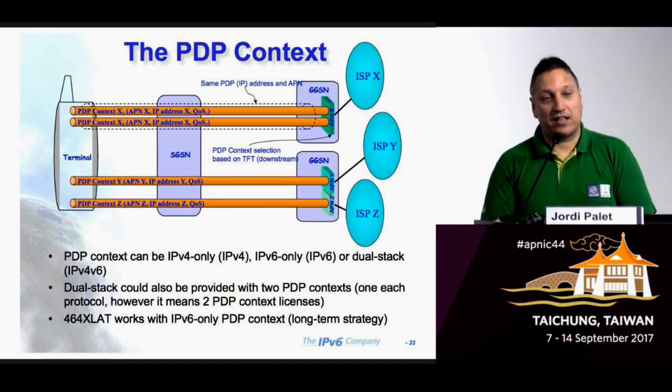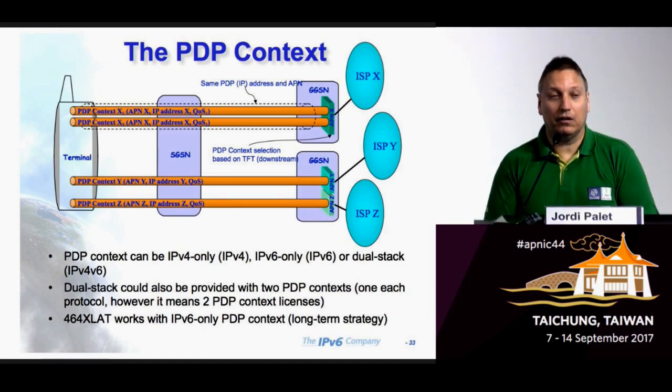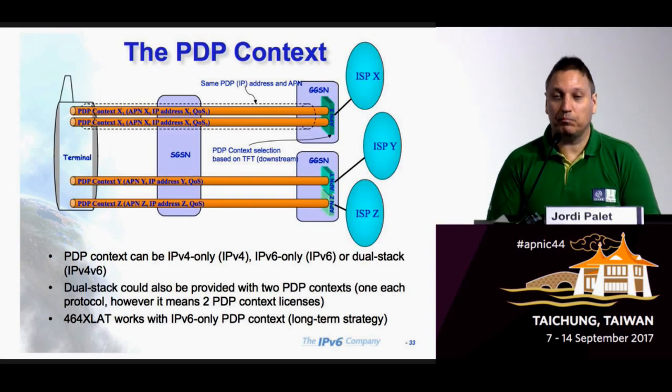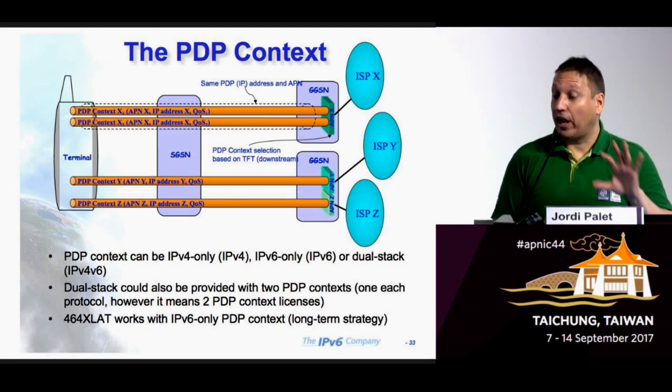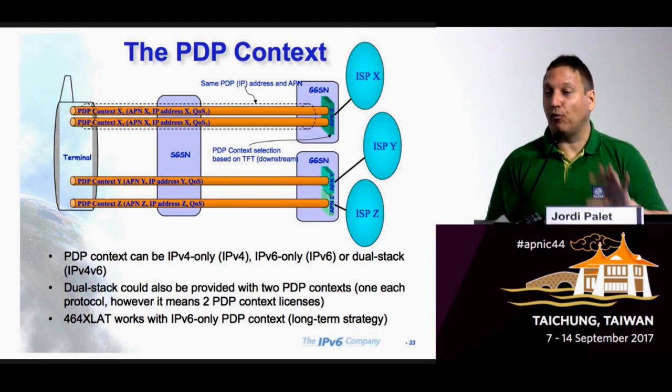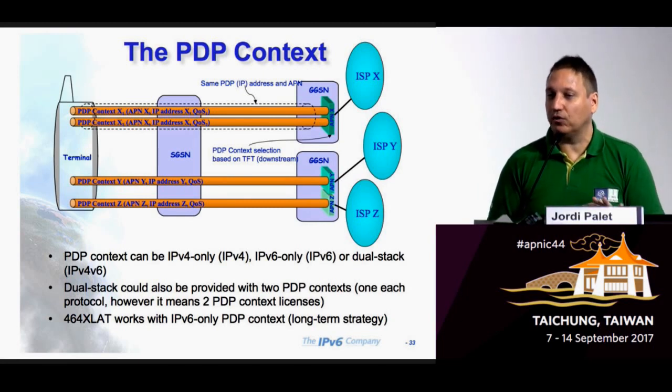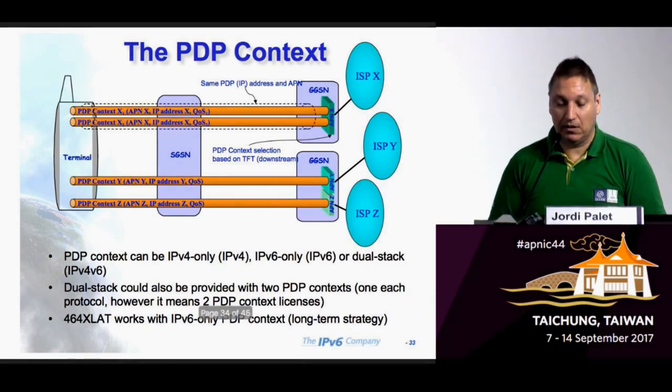464xLAT has the advantage that it's working with IPv6 only PDP context, because we already said that our end goal is to have an IPv6 only network. So again, this is one more advantage for 464xLAT. You don't need to support dual stack PDP context for all the cellular phones. But you may have that for some of them. Okay, you have in the network maybe older phones that need dual stack, and you can keep that.